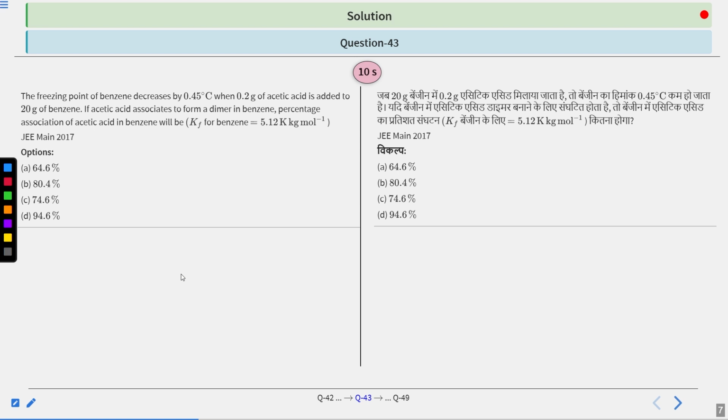Next question. The freezing point of benzene decreases by 0.45 degrees Celsius when 0.2 gram of acetic acid is added to 20 gram of benzene. If acetic acid associates to form a dimer in benzene, the percentage association of acetic acid in benzene will be? Kf for benzene is given, it is 5.12 Kelvin kg per mole. Options are A 64.6%, B 80.4%, C 74.6%, and D 94.6%.